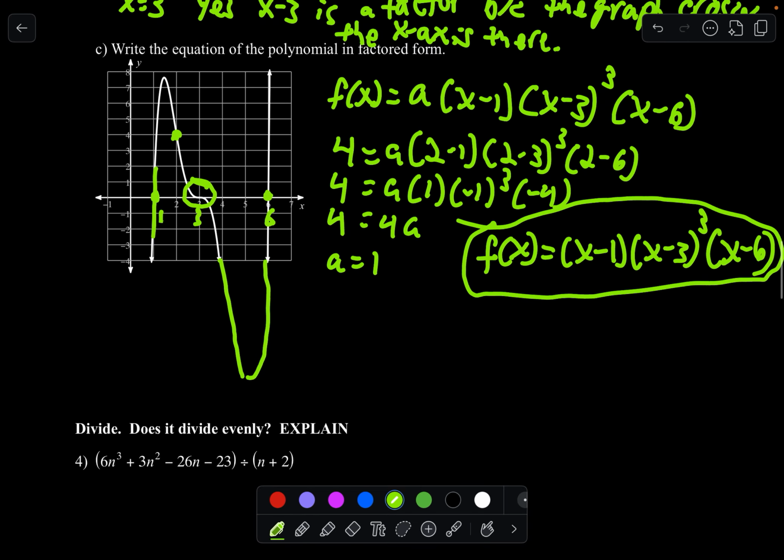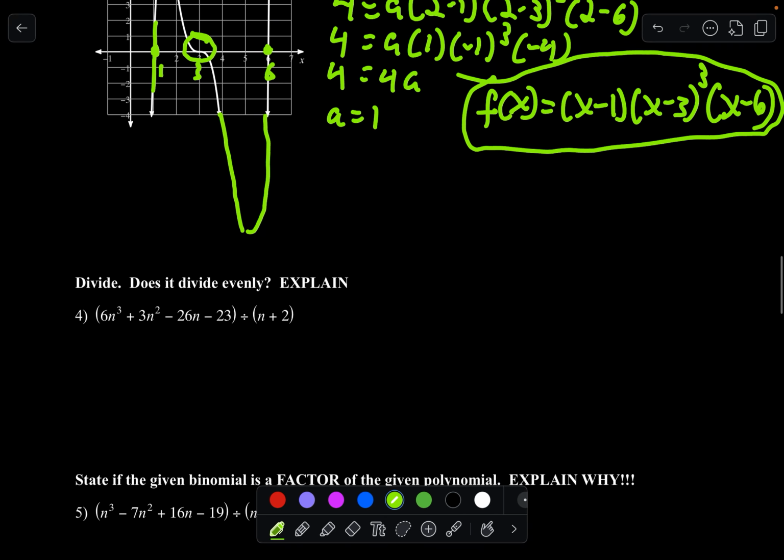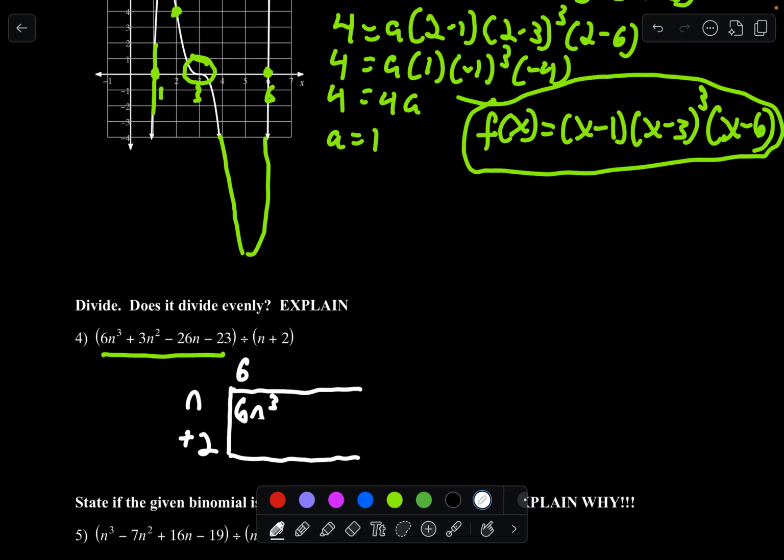Okay? Question number 4 is divide this polynomial by n plus 2. So remember how we do this. I'm just going to do it the way the people who created this curriculum do it, where you do the reverse box. So you've got 6n cubed here, then you have n plus 2 down here. What do you have to multiply n by to give you 6n cubed? You'll say 6n squared. And then that'll give you 12n squared here.